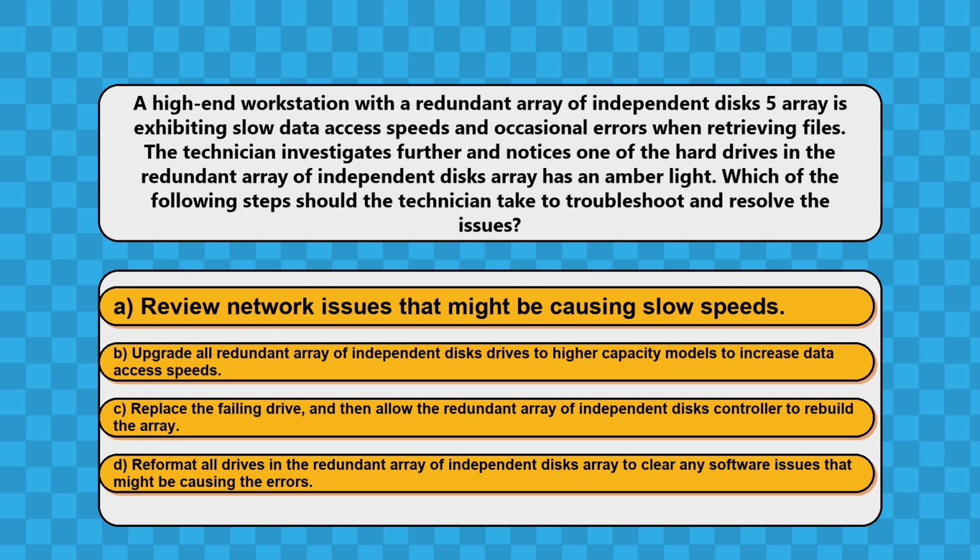Option A. Review network issues that might be causing slow speeds. Option B. Upgrade all redundant array of independent disk drives to higher capacity models to increase data access speeds. Option C. Replace the failing drive, and then allow the redundant array of independent disks controller to rebuild the array. Option D. Reformat all drives in the redundant array of independent disks array to clear any software issues that might be causing the errors. The correct answer is option C. Replace the failing drive, and then allow the redundant array of independent disks controller to rebuild the array.